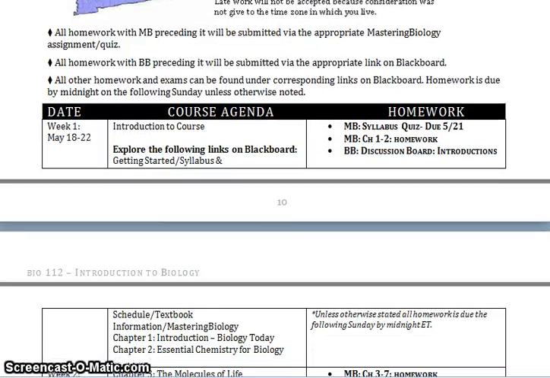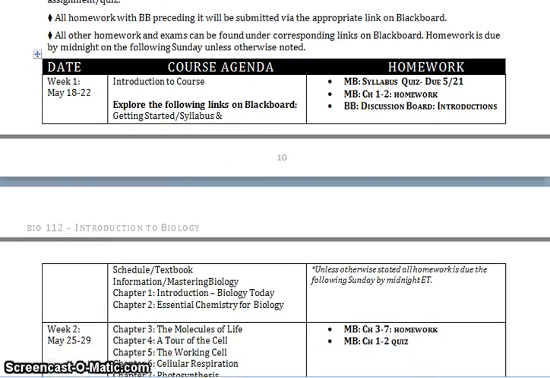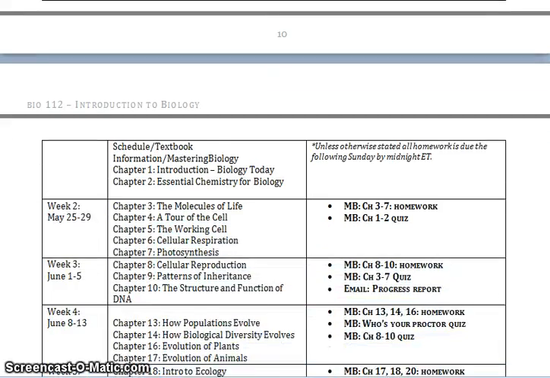Okay, and here's our course agenda. So you've got the week, what we're doing, and the homework. If it has an MB, that's Mastering Biology, the MyLabs Plus. If it has a BB, that's on Blackboard. So this first week, you'll do the Getting Started Introduction chapter, and then Chemistry. That Sunday, by midnight Eastern time, you have to have completed all the assignments on the calendar for that day.